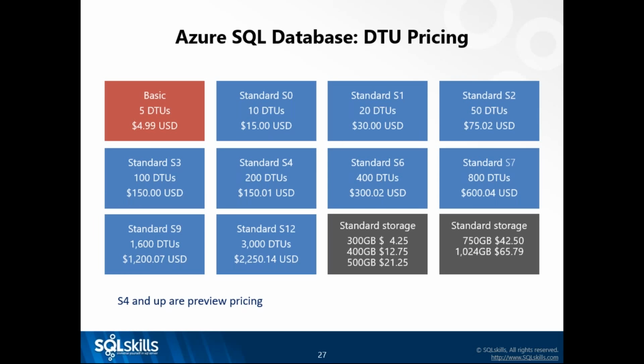Your DTU pricing, I'm not going to spend much time here. I just wanted to point out your basic 5 DTUs, $4.99 a month. Your S3 and S4, that's the middle line here. You see 100 DTUs to 200, there's a 1 cent increase going from an S3 to S4. That's because your S4 and above are preview pricing. When this goes GA, expect this price to double. Same with the storage costs, because that's also preview pricing built into the increase in the S3 or S4 and above.